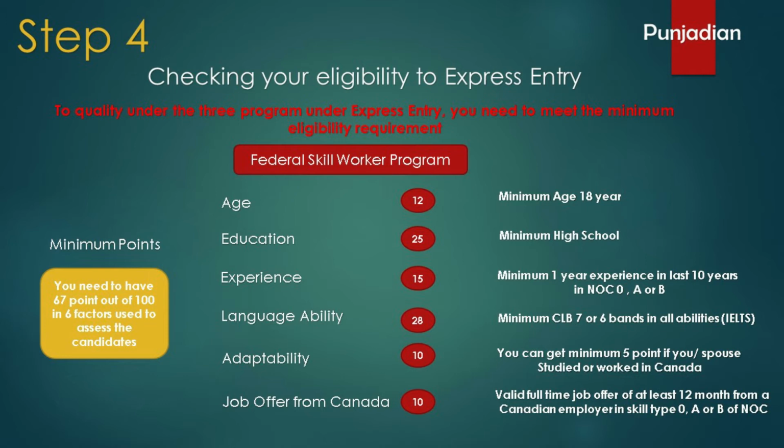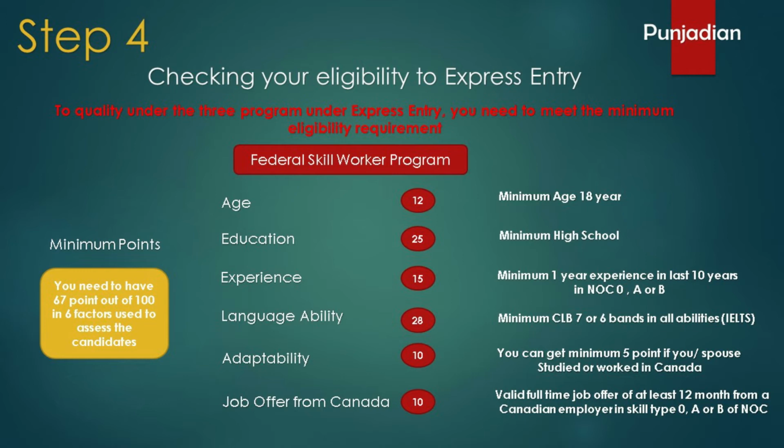The 6 factors include age, for which you can get a maximum of 12 points. For education, you can get a maximum of 25 points. For experience, you can get a maximum of 15 points, provided you have a minimum of 1 year's experience in the last 10 years in NOC 0, A or B.